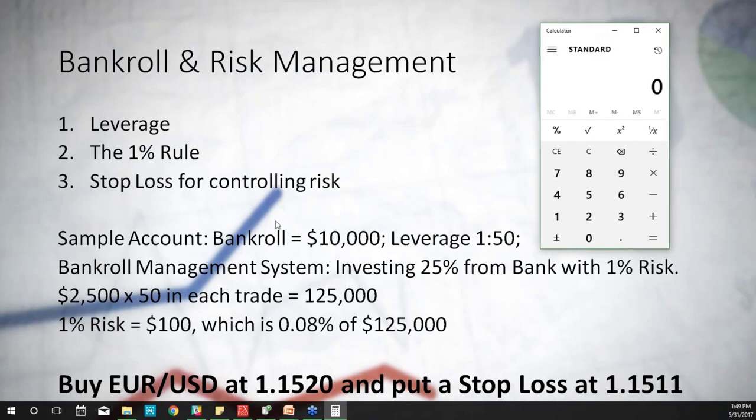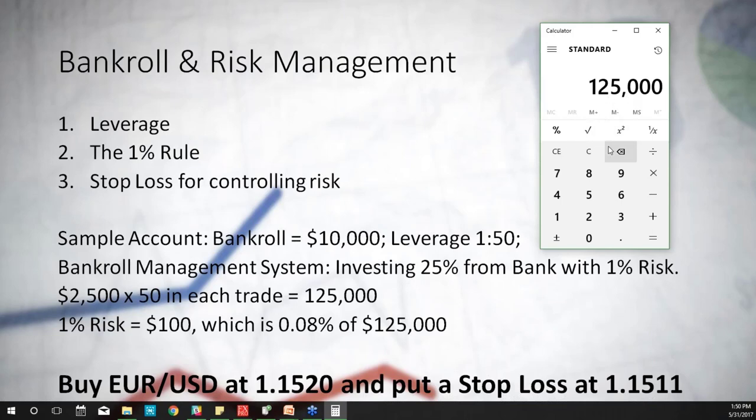All right, I'm going to go through the whole sample using the calculator. So we have a $10,000 bankroll, and we're willing to invest $2,500 in each trade. Since the broker gives us a 1 to 50 leverage, we multiply this by 50 to get our adequate buying power. This is the buying power, $125,000.